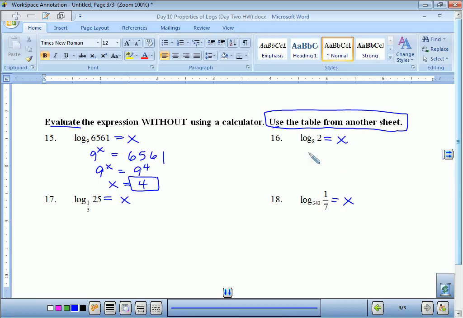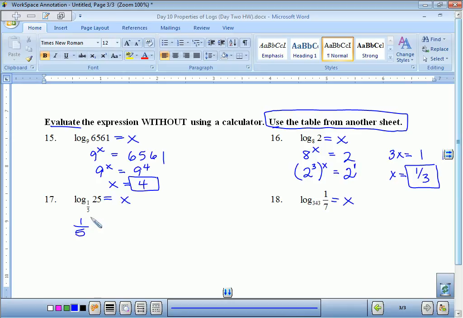Okay. This one becomes 8 to the x equals 2. Base to the exponent equals the answer. Well, 8, written as the same base, is 2 to the 3rd. And this is understood to be 2 to the 1st. So this is review. This is where we did 3x equals 1. So x equals 1/3. Once you have like bases, you set the exponents equal and solve.